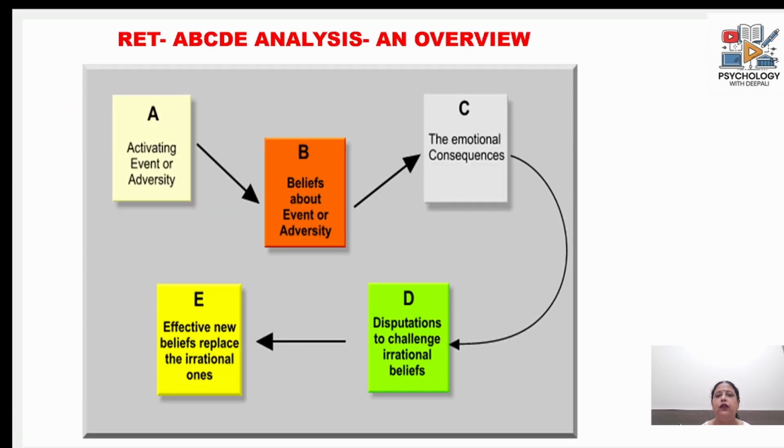So the overall approach basically involves A, B, C, D, E analysis. A is the activating event or adversity. B is the belief system about the activating event. And of course, C is the emotional as well as behavioral consequences, due to which the therapist will engage in disputation, which will challenge the irrational beliefs, which will lead to new beliefs or new positive effects, which will replace the irrational belief system with a rational belief system.